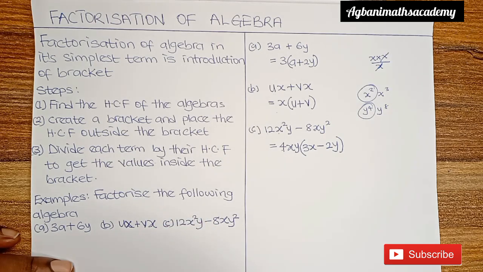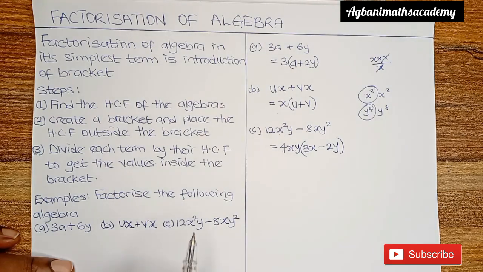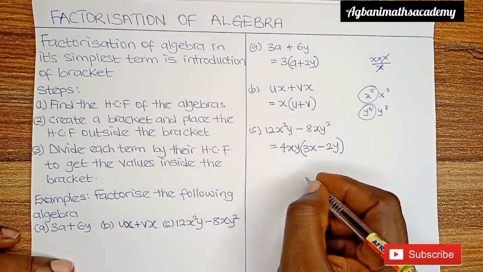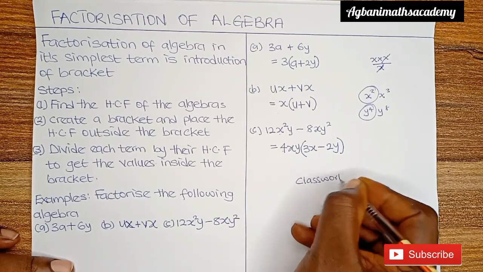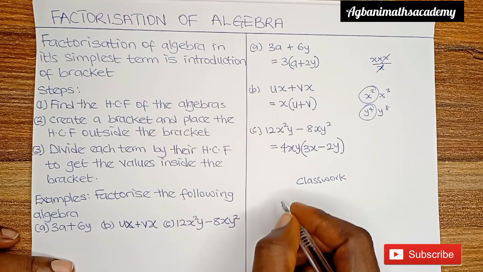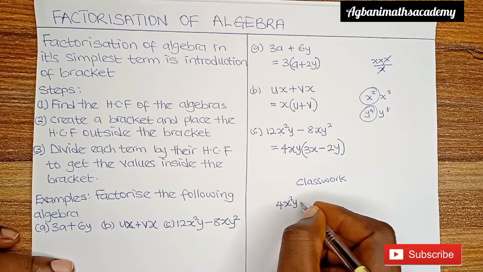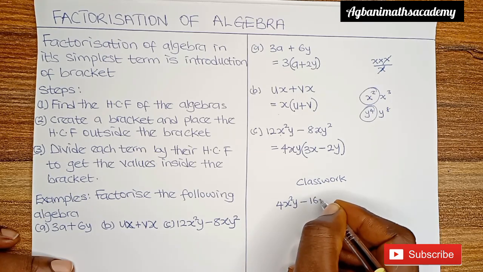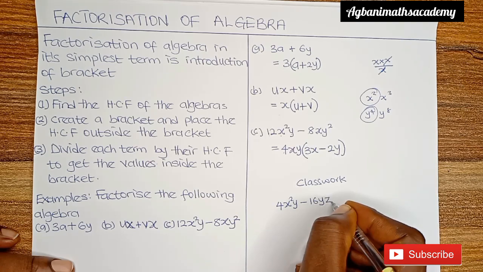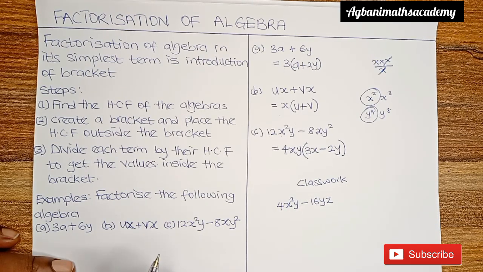Remember, the first step is find the HCF of the two algebras. The second step is create a bracket and place the HCF outside the bracket. The third step is divide each term by the HCF to get the values inside the bracket. Very simple. If you understood the topic, I would like you to solve this classwork and leave your answer in the comment section. We have 4x squared y minus 16yz. I'd like to see the answer to this question in the comment section.